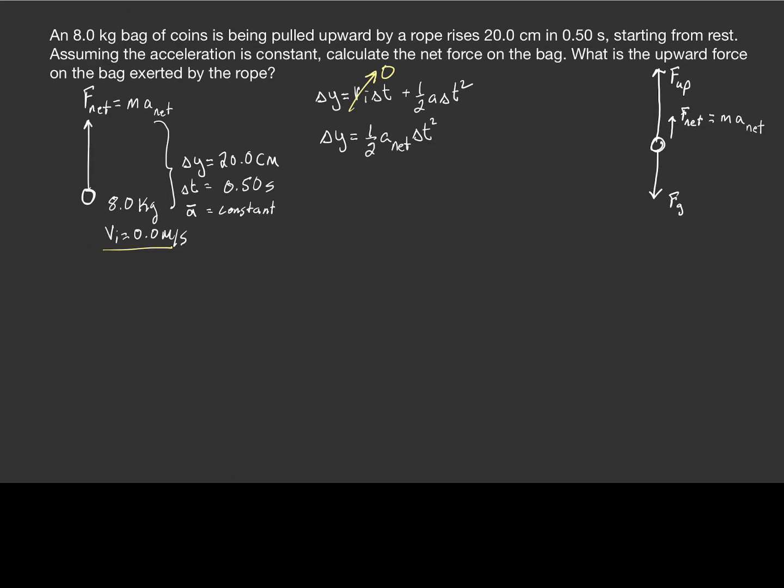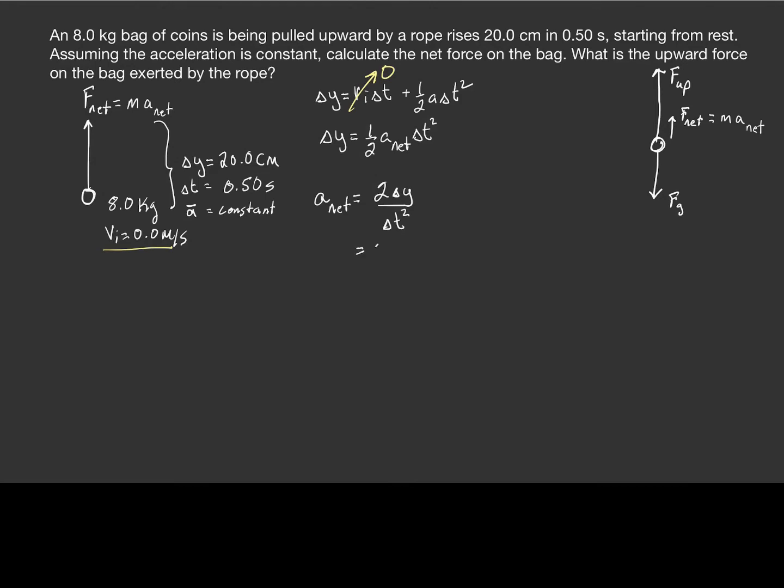Do we have delta y? We have time. We just need to figure out the net acceleration. So if we rearrange this equation to solve for the net acceleration, we're going to get twice whatever that displacement is, divided by time squared. That's going to be our net acceleration. All right. So now let's solve this out.